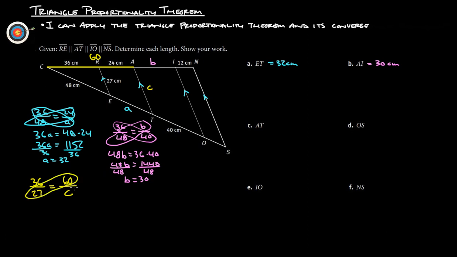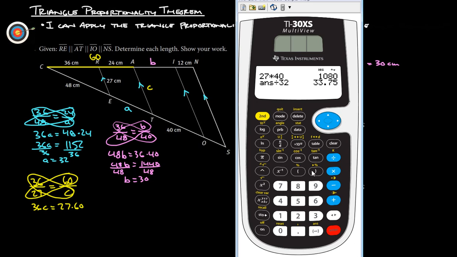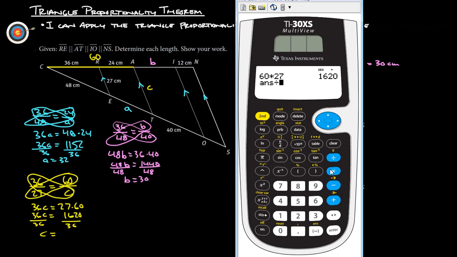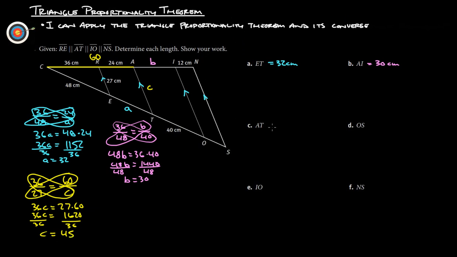Okay? Cross products. So we get 36C equals 27 times 60. Let's see, 60 times 27 gives us 1620 equals 36C. Divide both sides by 36 and we get that C is 45. So this is 45 centimeters.